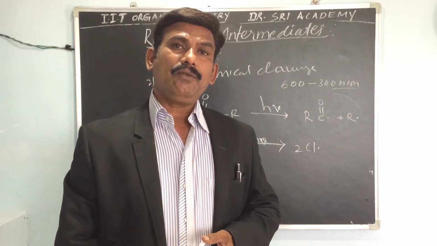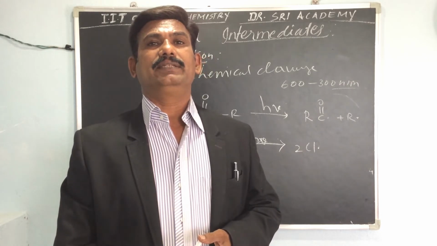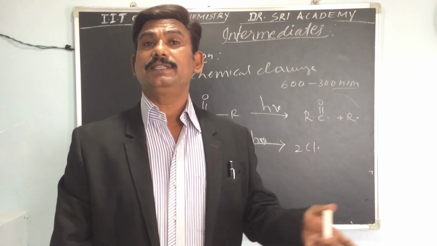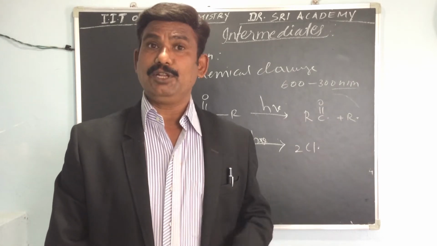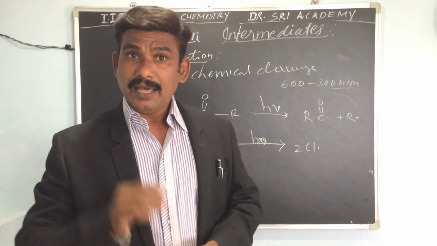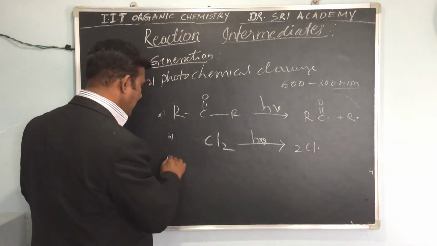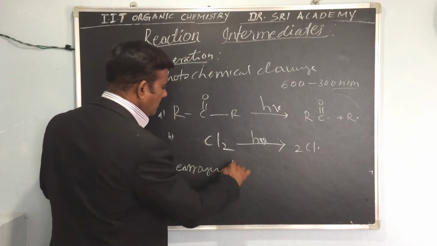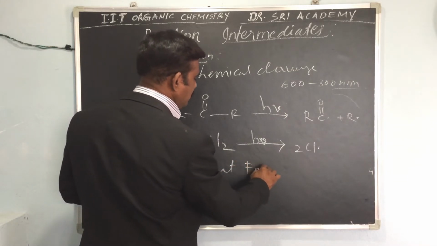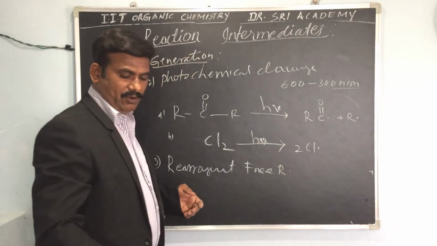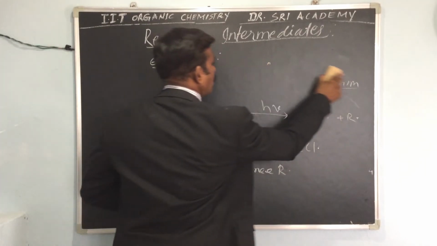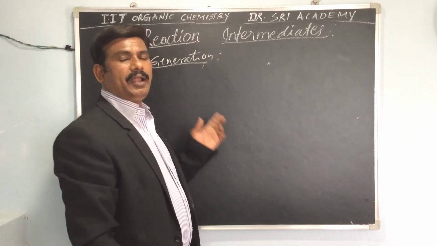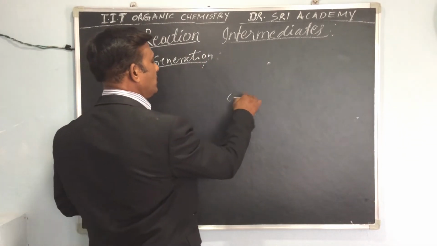And we have to take another one, rearrangement of free radicals. Rearrangement, one more example. This is important from the examination point of view. The third one is the rearrangement. So how do they rearrange? The third one is the rearrangement of free radicals. So we have to take one example.